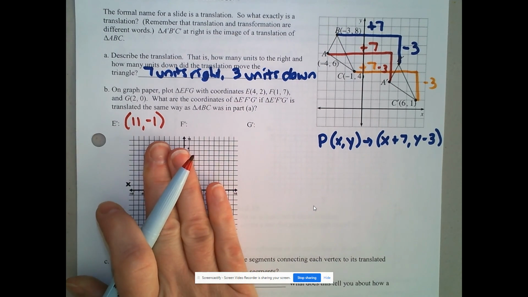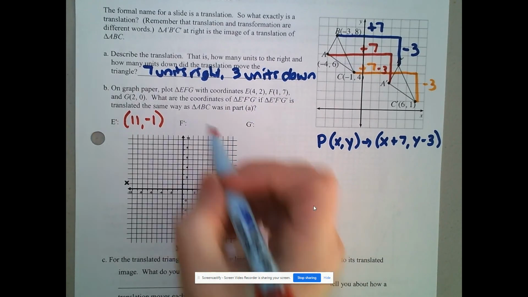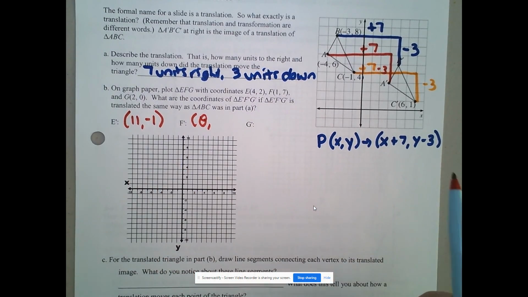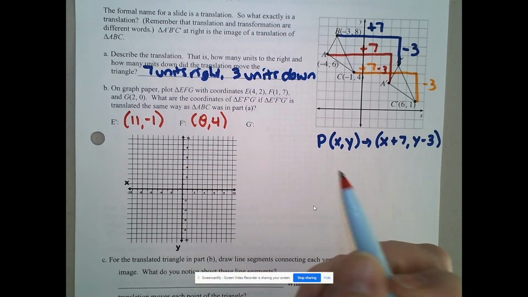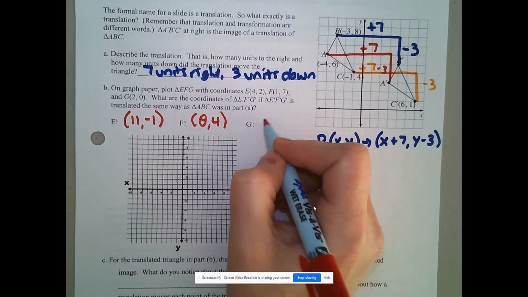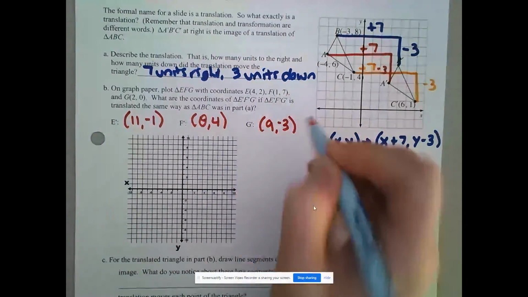It would actually allow us to skip the graph altogether. So 1, 7, if I add 7, I would get 8. And then the second coordinate 7, if I subtract 3, I get 4. And for G, it's 2, 0. If I add 7, I get 9. And the 0, if I take away 3, I get -3.